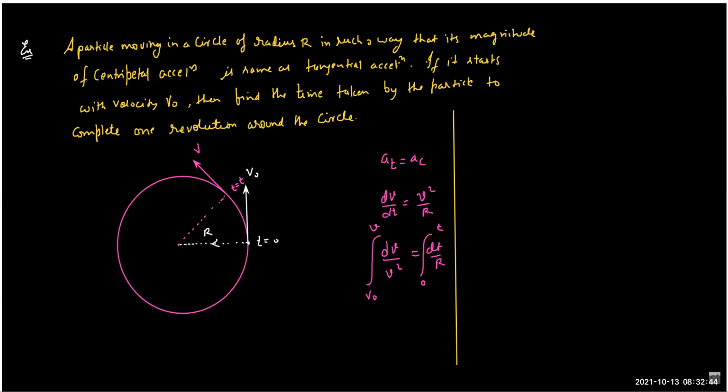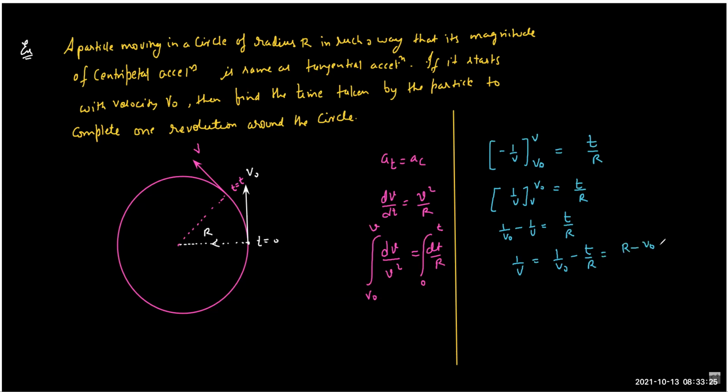Now, if you integrate dv upon v square, you will get minus 1 by v, with the limits v naught to v, and this will become t by r. Now, whenever we have a minus sign, we can remove the minus and reverse the limit values. So you can write like this. The obvious step is to substitute the limit, and 1 by v, which is a variable, I want to write in terms of the rest of the quantities, which makes it r minus v naught t upon r v naught.